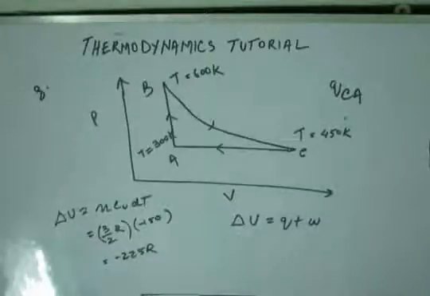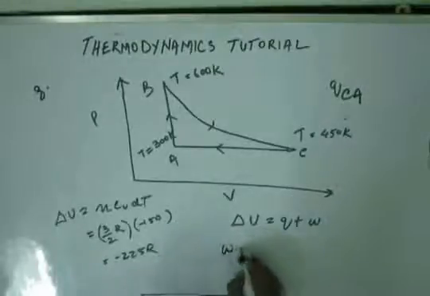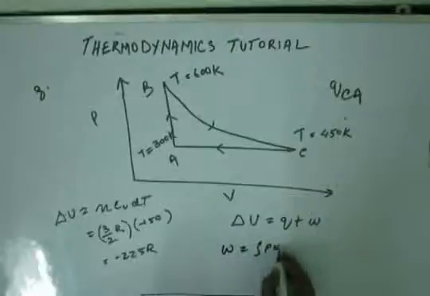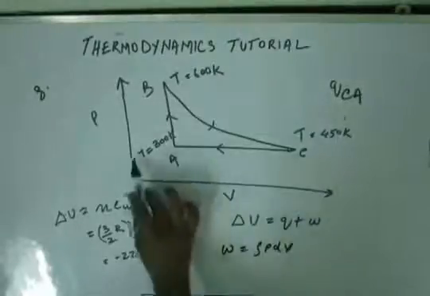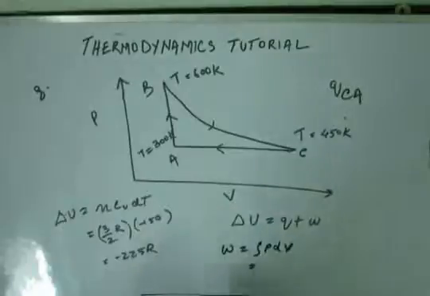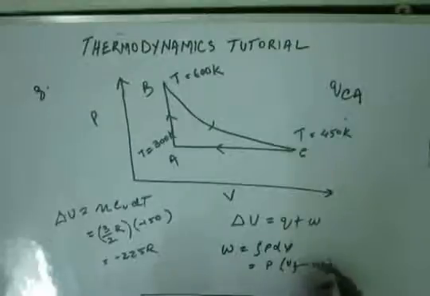So what is W? Work. What is work? Work is always integral PdV. So if you have to calculate work, W is equal to integral PdV. Pressure is constant because it's an isobaric process. The pressure will come out of the integral. And how much is pressure? We don't know how much is pressure, but whatever it is, it is constant. Integral PdV is P delta V. Delta V is what? V final minus V initial.